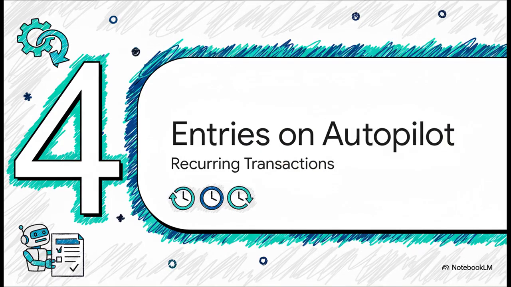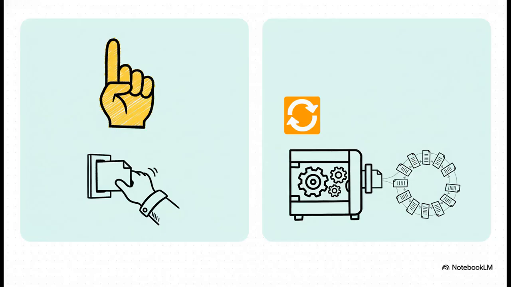All right, let's talk about putting entries on autopilot, and this is what I call the magic of recurring transactions. Okay, so you've totally mastered the manual entry. Awesome, but now, let's talk about how you can avoid doing those same repetitive tasks by hand ever again. So what's the difference? Well, it's simple, but honestly, it's a total game changer.